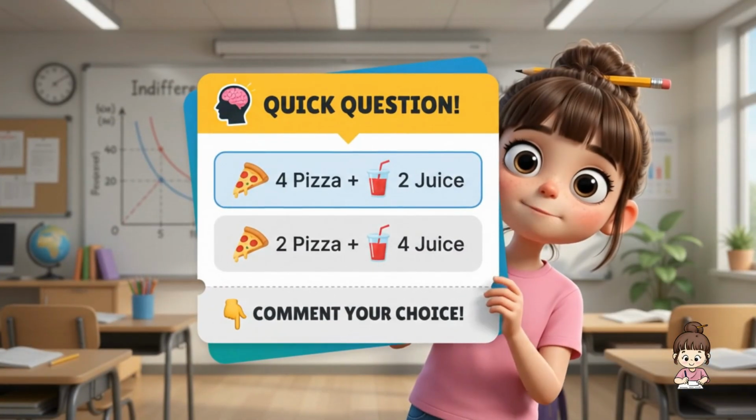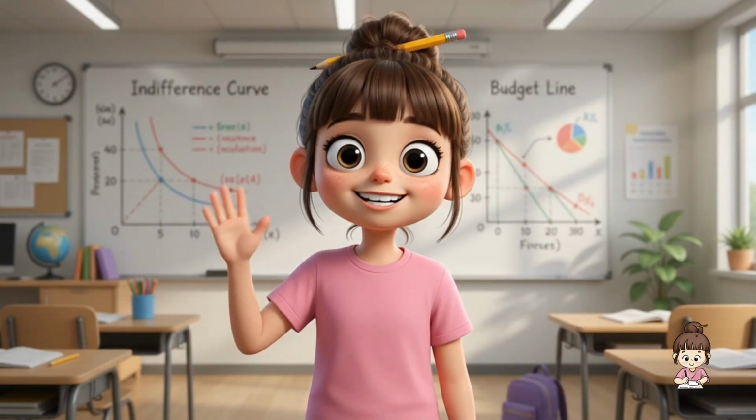In the next lesson, we'll combine the budget line and indifference curve to understand consumer equilibrium.